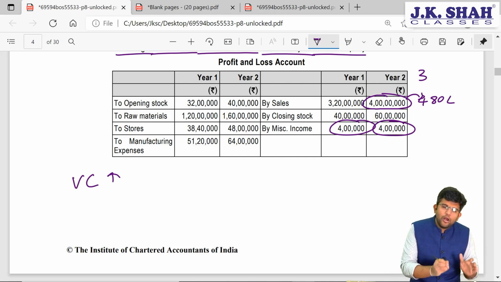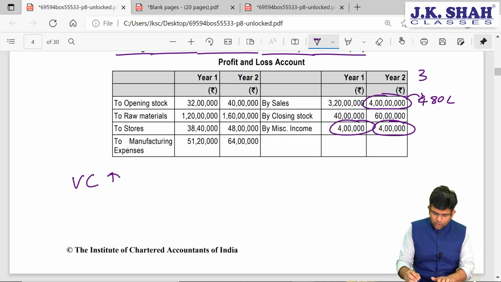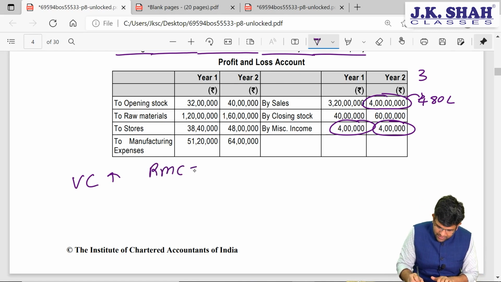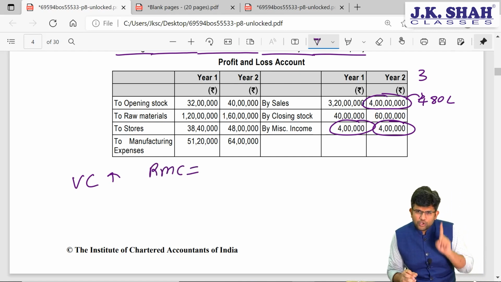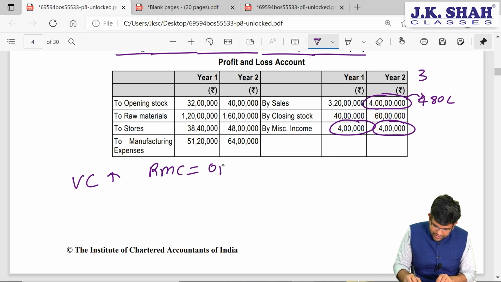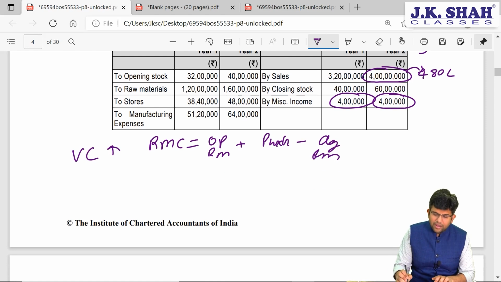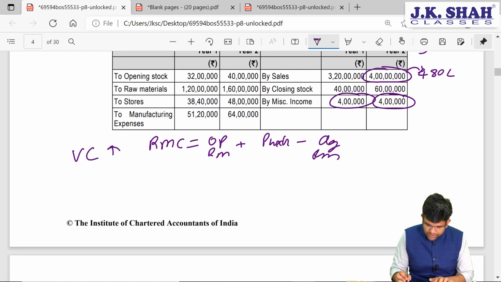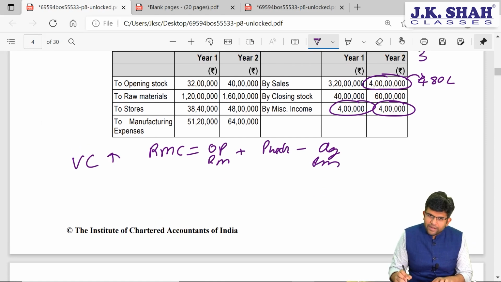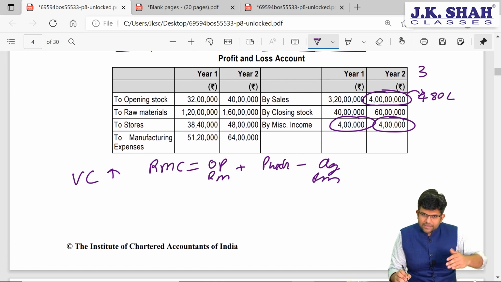Now first of all, on the debit side, I would like to talk about a cost called raw materials consumed. Now students, raw material consumed is what? It is opening raw material plus purchases, correct, minus closing raw material. Everybody understands opening raw material plus purchases minus closing raw material. Now opening raw material, tell me, for year 2 we will be discussing, because from year 2 only we will be jumping to year 3.